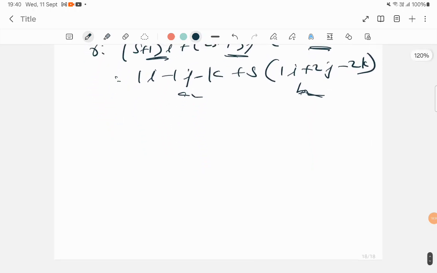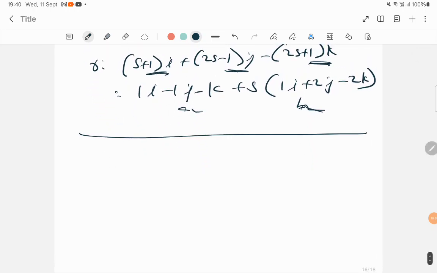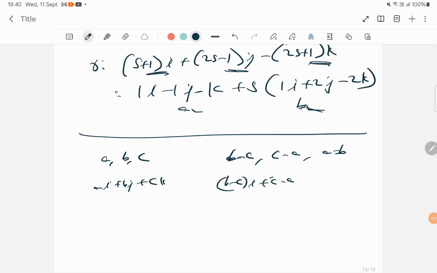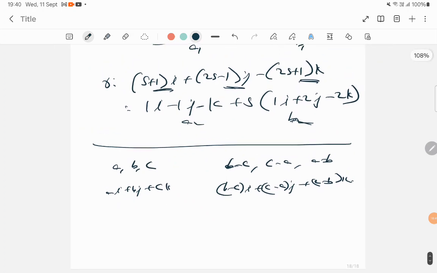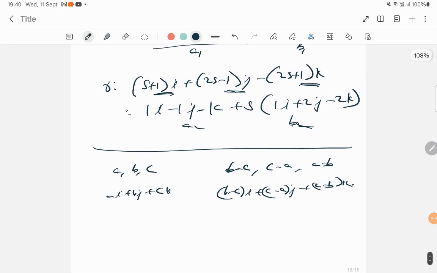So let's go to the next, miscellaneous questions. The direction ratio of one line is a, b, c, and another line is b minus c, c minus a and a minus b. Write it as ai plus bj plus ck, and the other line as b minus c into i plus c minus a into j plus a minus b into k. This is the direction ratio. They're asking for the angle. Let's call these B1 vector and B2 vector, and cos theta is equal to B1 vector dot B2 vector by magnitude of B1 into magnitude of B2.